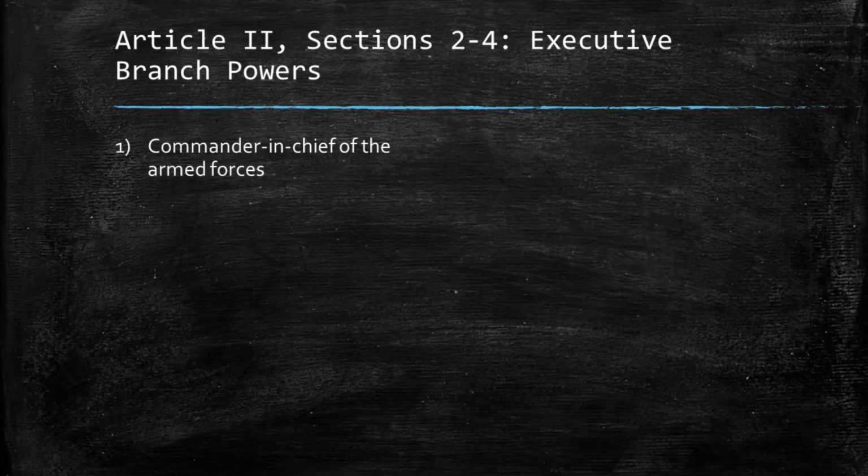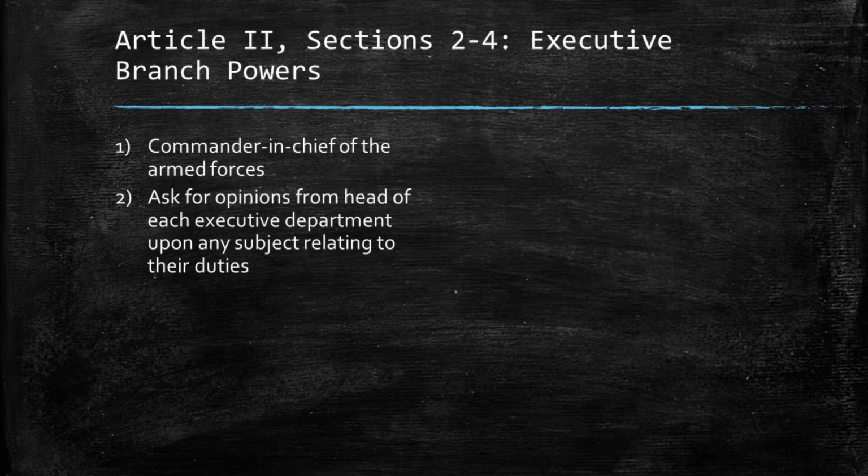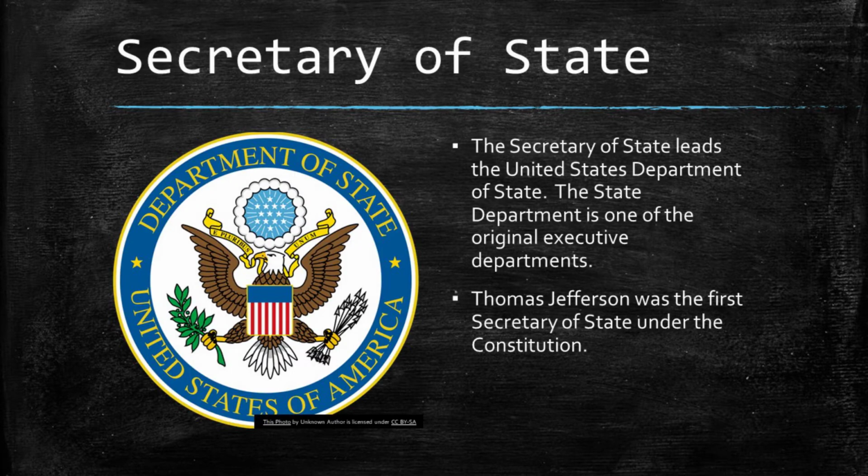Now, what powers have been enumerated or given to the president specifically? Number one, the president is commander-in-chief of the armed forces. Number two, the president may ask for opinions from the head of executive departments upon any subject related to their duties. So the president can turn to the Secretary of State and say, I need your opinion on how we should deal with North Korea. I need your opinion on how we should conduct diplomacy in this particular conflict. That's what they mean by asking for opinions.